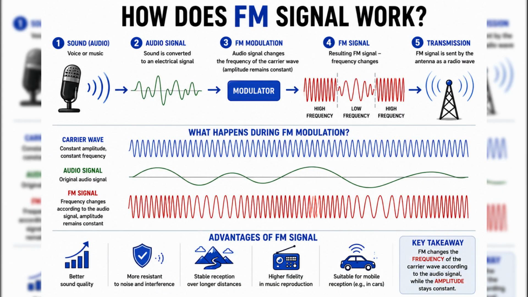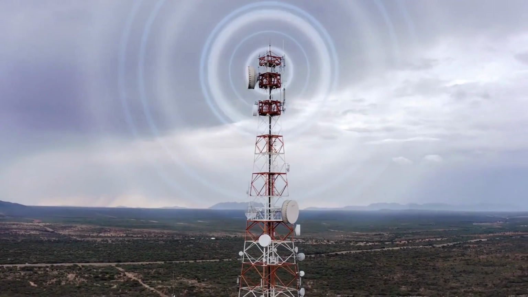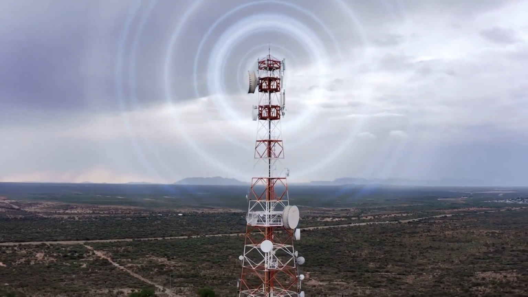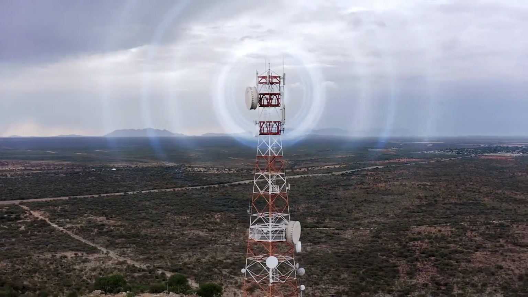FM, or frequency modulation, takes a different approach. Instead of altering the strength of the wave, FM changes the frequency of the carrier wave in response to the sound signal. Because most environmental interference affects amplitude rather than frequency, FM broadcasting is far more resistant to noise. This results in much clearer audio quality and allows FM stations to transmit music with significantly better fidelity. The downside is that FM waves usually travel shorter distances because they propagate mainly in straight lines and are more easily blocked by terrain or buildings.